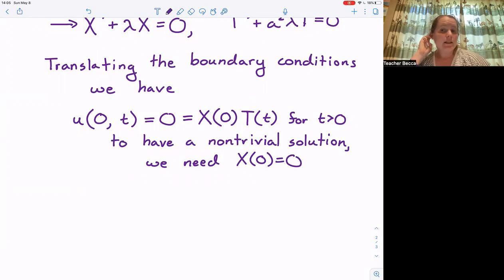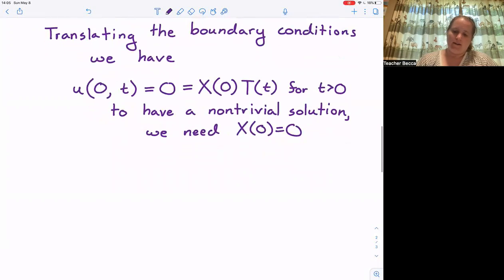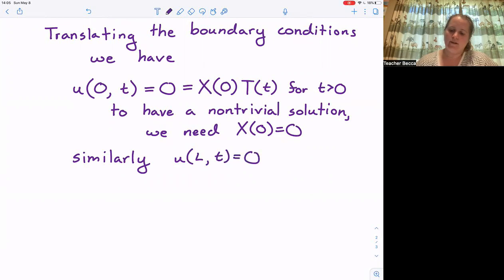If we pick T of t to equal 0 for all t, then we would just have u of x,t equaling X of x times 0, and we would just get the 0 function. Similarly, u of L,t equaling 0 gives us X of L is equal to 0.